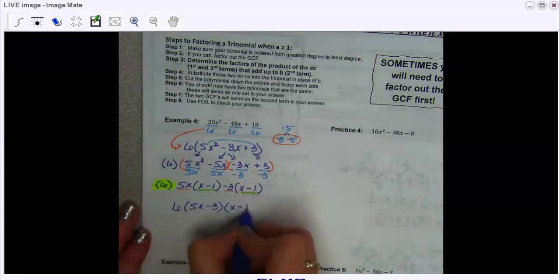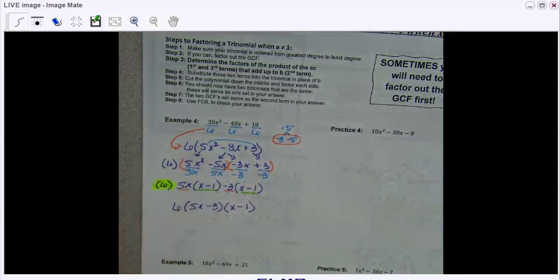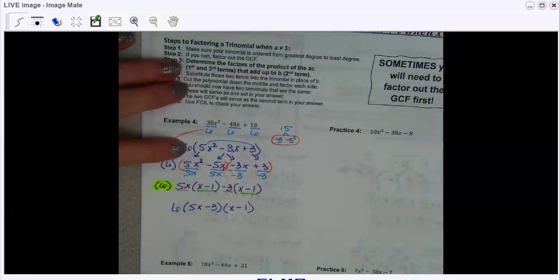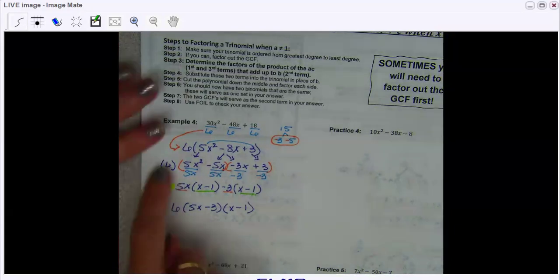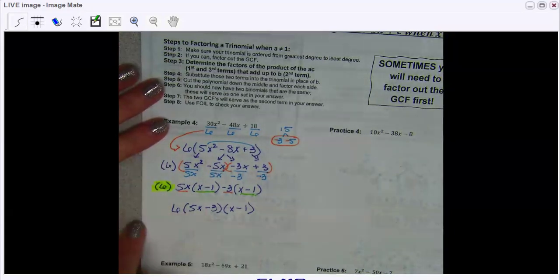So when we write our final answer, we have 6 times the parentheses 5x minus 3 and then the parentheses x minus 1. Some students like to just leave the 6 up here and try to remember at the end to add it. That's okay as long as you remember. Okay, because sometimes bringing the 6 down can get confusing.